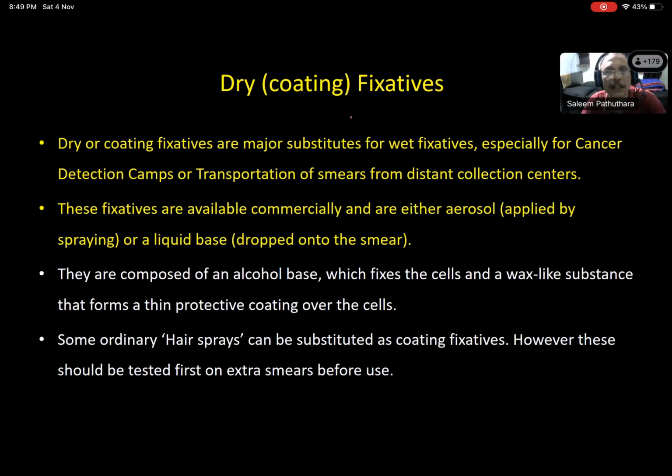Now the second type of fixatives are dry or coating fixatives. These are major substitutes for wet fixatives, especially for cancer detection camps or transportation of smears from distant collection centers. These fixatives are available commercially, either as aerosols which can be applied by spraying, or as a liquid in a dropper bottle, so you can put drops onto the smear. They are composed of an alcohol base and a vascular substance, which does the fixation as well as forming a protective coating over the cells. Even the hairsprays used in salons can be used as a substitute. However, the spray should be checked on extra smears before applying on patient material.